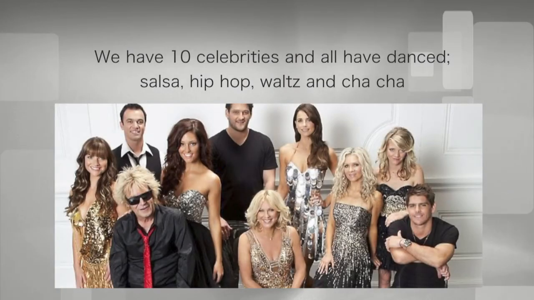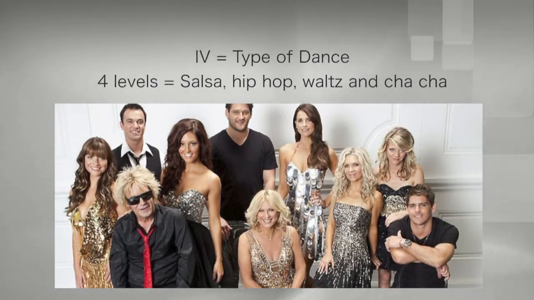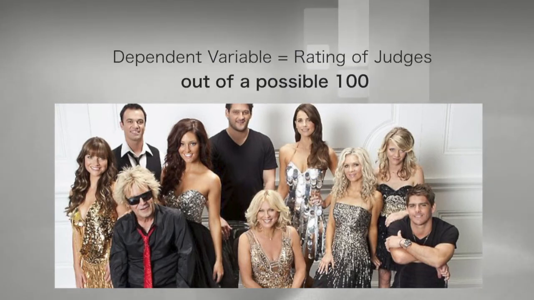Okay, so we have 10 celebrities in the Dancing with the Stars competition. And they've all danced salsa, hip hop, waltz, or cha-cha. So the IV, the independent variable, is the type of dance. And there are 4 levels, which are salsa, hip hop, cha-cha, and waltz. The dependent variable is the rating of the judges for that particular dance, and it's out of a possible score of 100. So we have 10 celebrities.